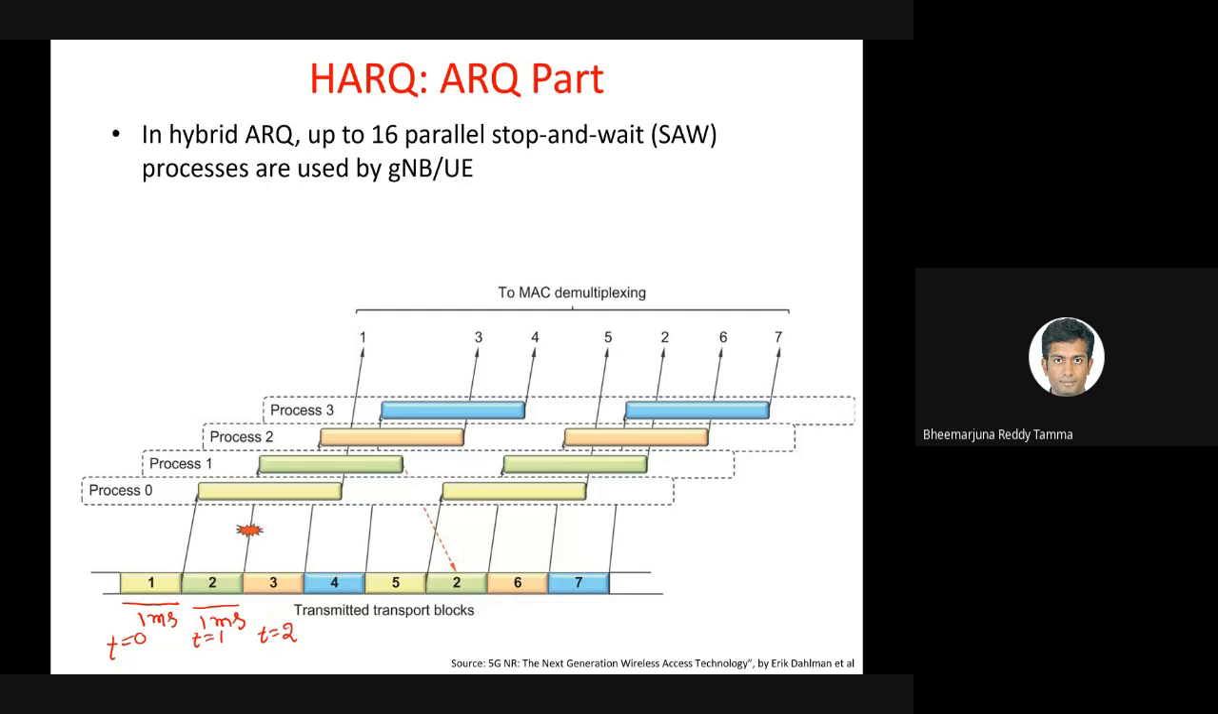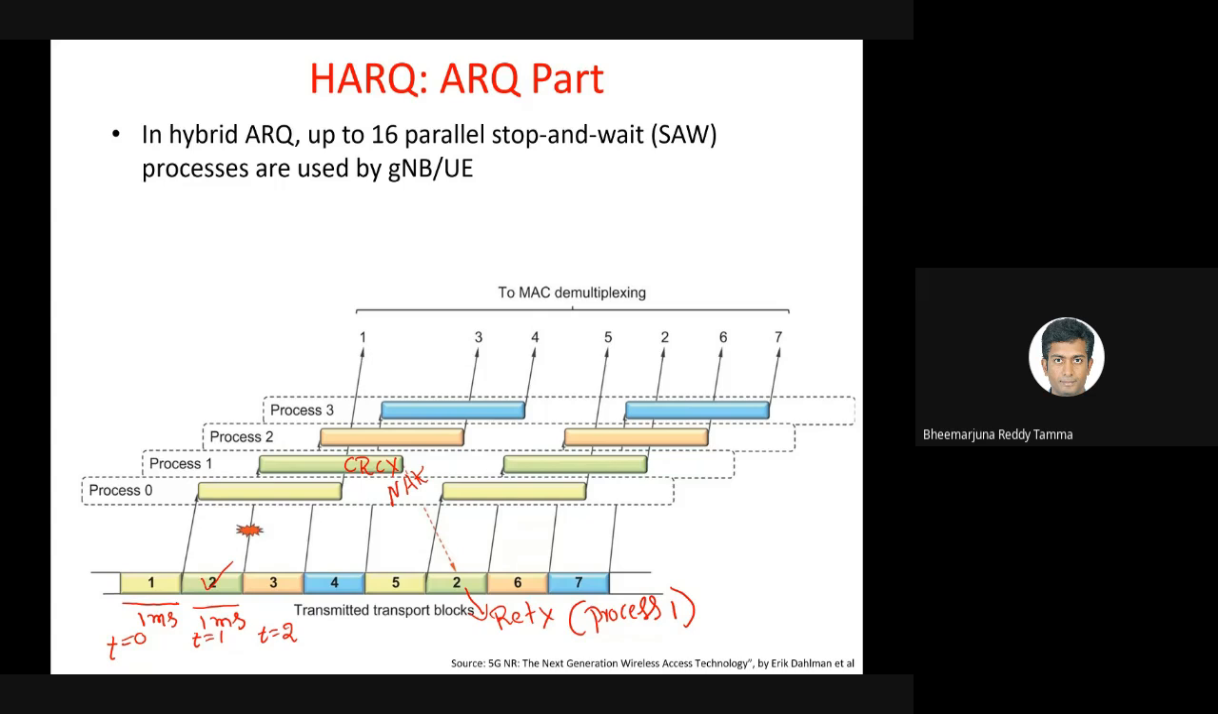If you look at time t equal to 1, you have sent packet 2, okay? And unfortunately, the decoding failed. That means the CRC check failed. So because of that, you got a negative acknowledgement, the NACK. Upon receiving the negative acknowledgement, we are retransmitting the packet 2, that means the MAC packet 2. Now this got retransmitted again using process 1. Is that clear what I'm saying?